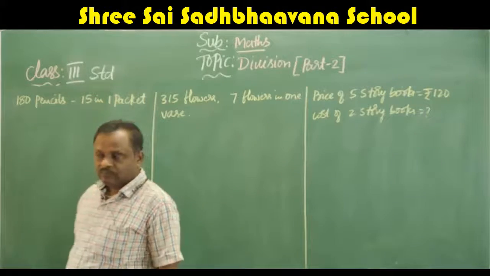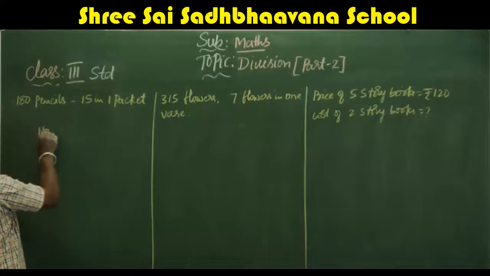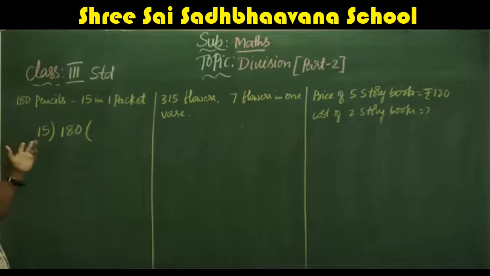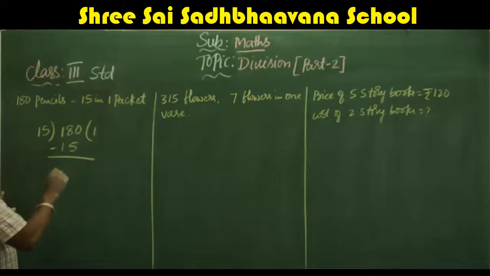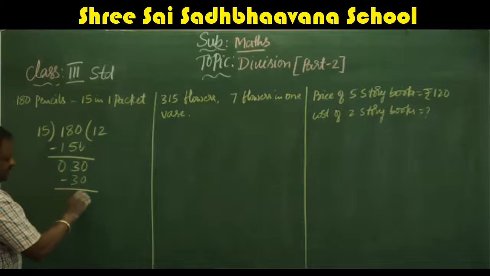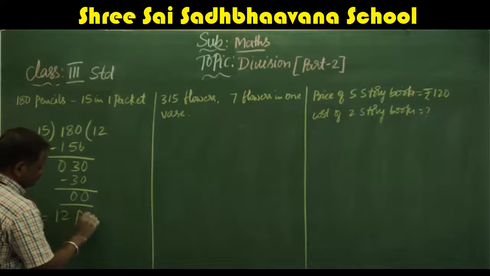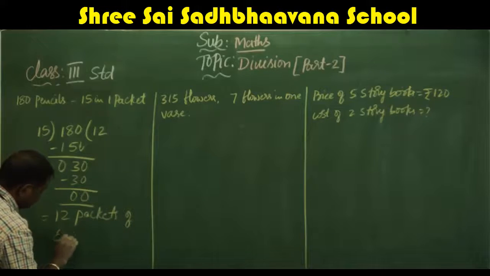So what we have to do? Divide 180 into 15 equal parts. That means divide 180 by 15. So 15 ones are 15. 8 minus 5, 3, take down 0. 15 twos are 30. Subtract 0 minus 0, 0. 3 minus 3, 0. So what is the total pockets he made? 12 pockets of each 15 pencils.